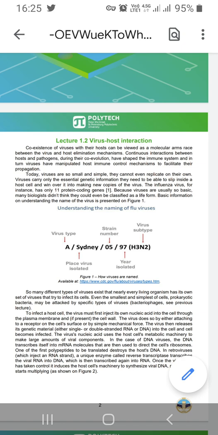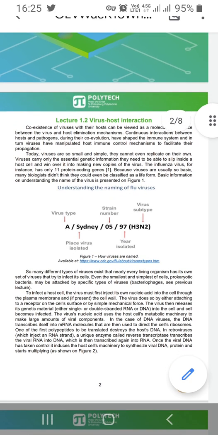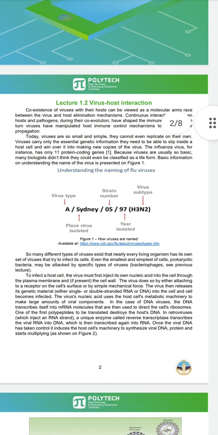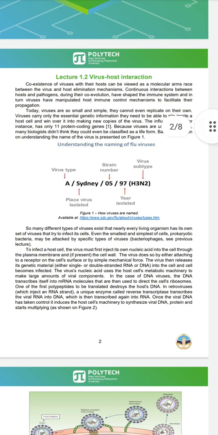Basic information on understanding the name of the virus is presented on figure 1. Understanding the name of flu viruses: A/Sydney/05/97 H3N2. The A is the virus type, the Sydney is the place the virus was isolated, the 05 is the strain number, the 97 is the year isolated, and the virus subtype is H3N2. How viruses are named.